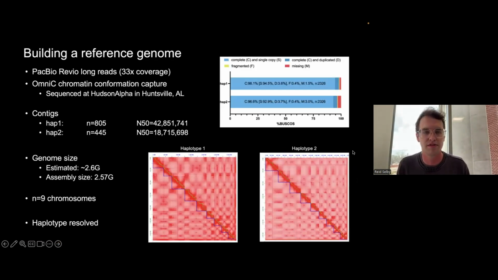So just some statistics on our reference genome we assembled for this cultivar. We used a combination of PacBio Revio long reads and OmniC chromatin conformation to assemble a haplotype resolved genome. It looks like we've got just about the right size for the genome there, and we've got a clear 9 chromosomes within each haplotype, as well as some pretty decent BUSCO scores, indicating we're on the right track there.